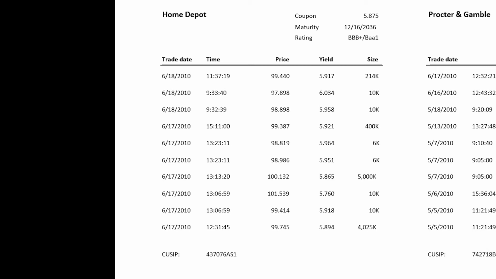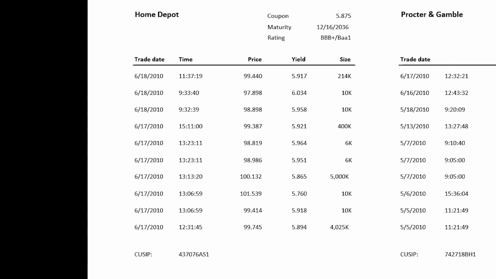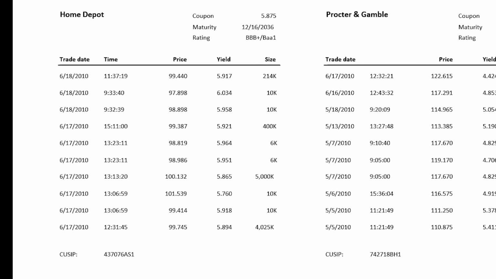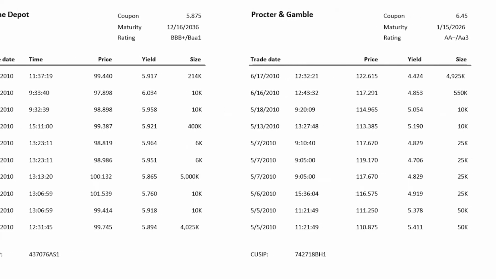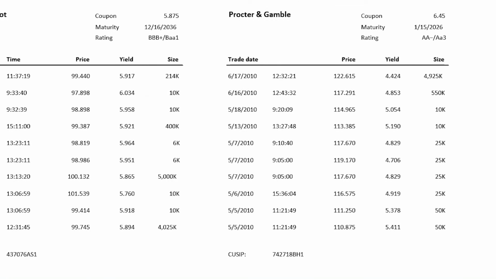So this is pretty unusual. This is a lot of activity in the corporate bond market for a single bond issue. For a difference, let's look at Procter & Gamble, right? Now this is the same number of trades. There's 10 trades here, but instead of happening over 2 days, they happen over almost a month and a half, right? So the first trade is May 5th. The last trade there is June 17th, right?